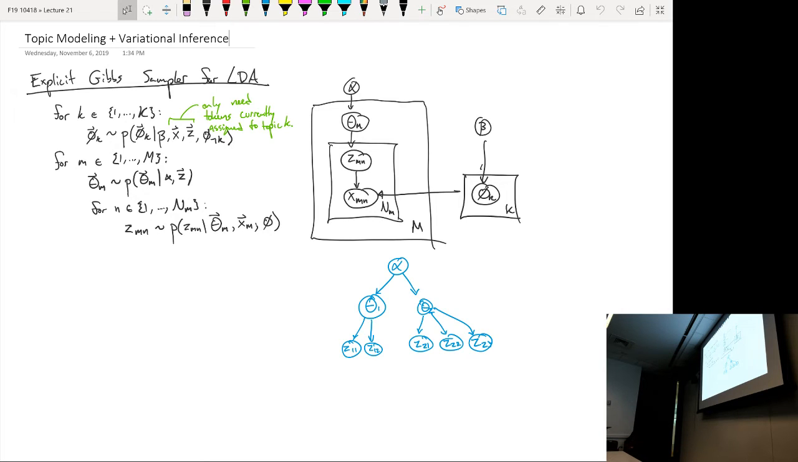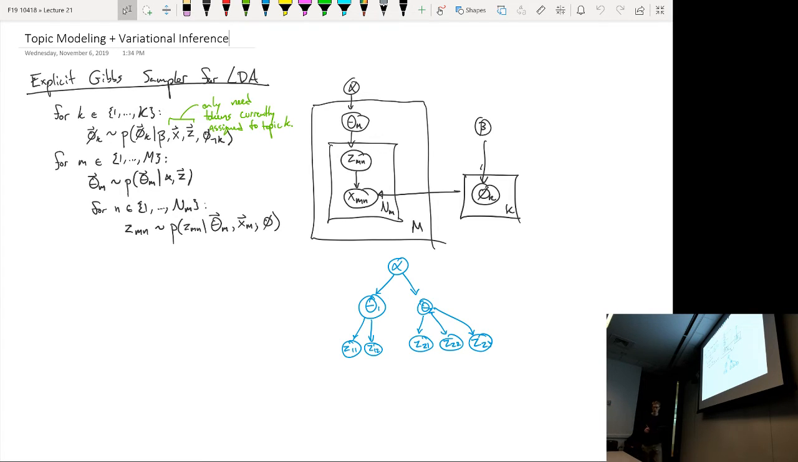But I guess what will happen is, those phi not k terms are only going to actually affect all of the x's and z's that are assigned to topics other than k. So when we're actually working with this full conditional, all of those terms will just drop out, and we won't need to compute them each time. So that's a great insight. Thanks for catching that mistake.